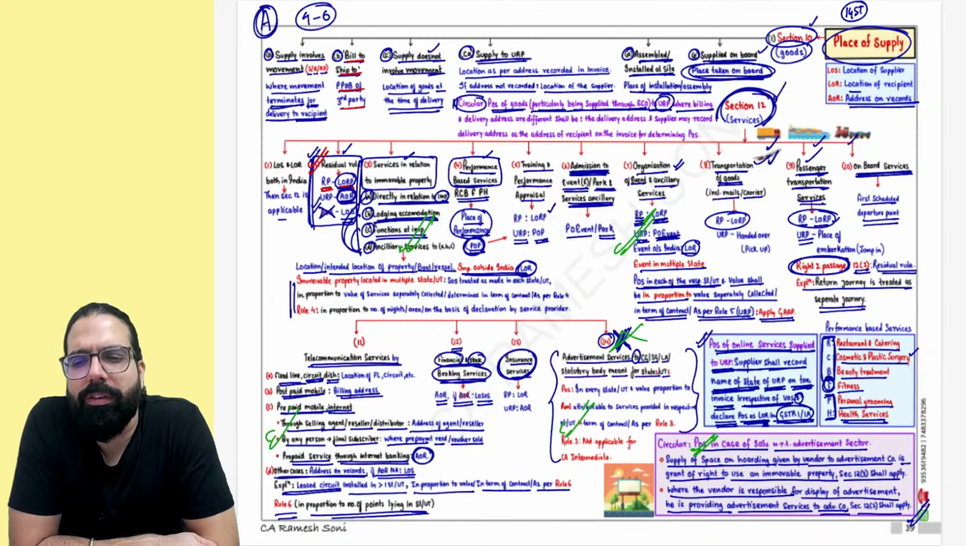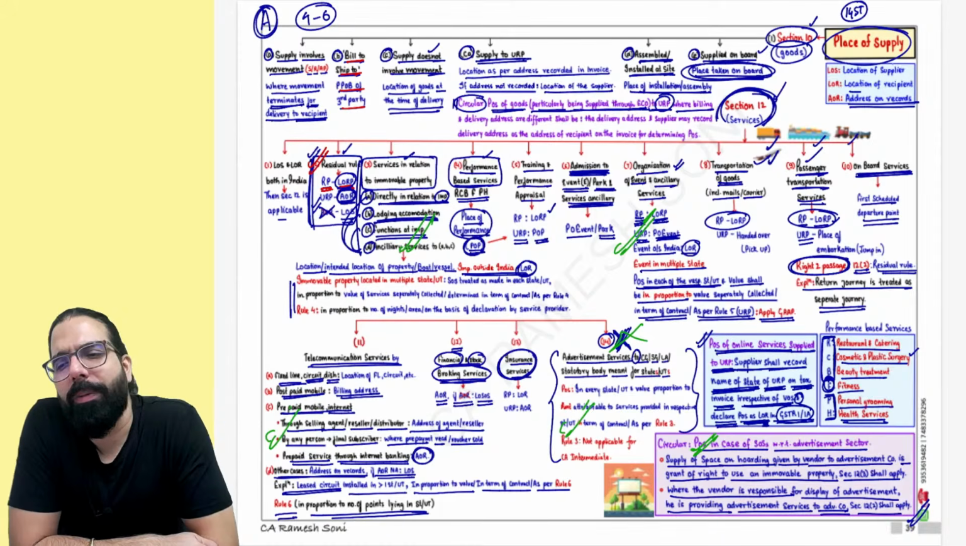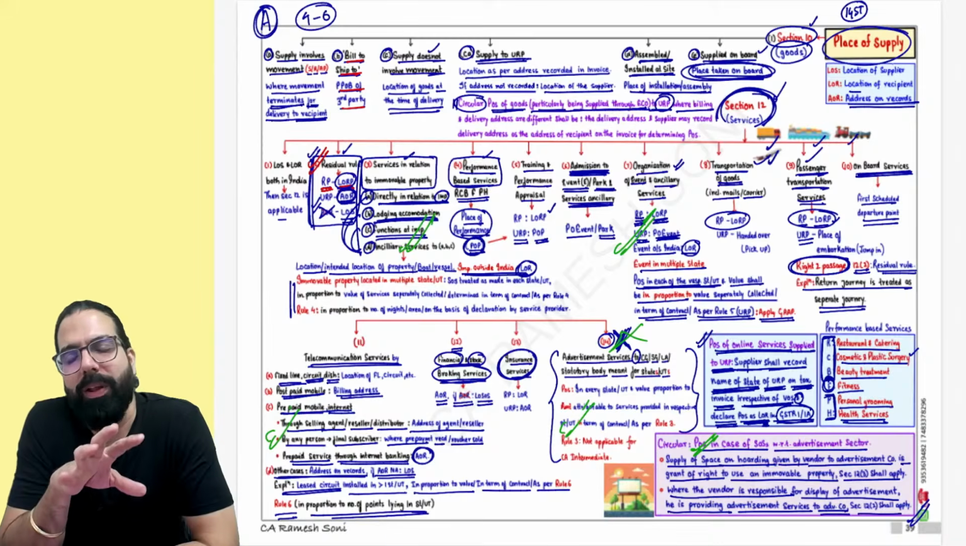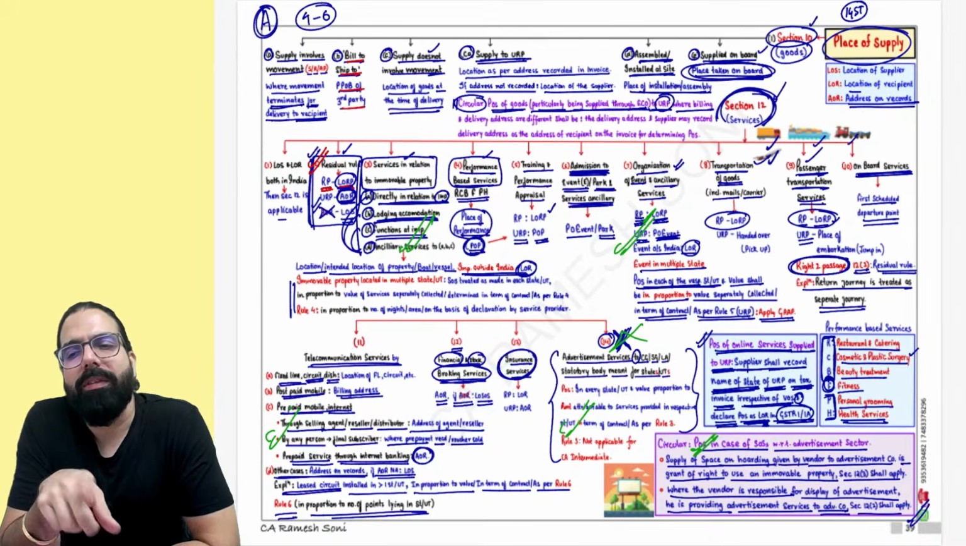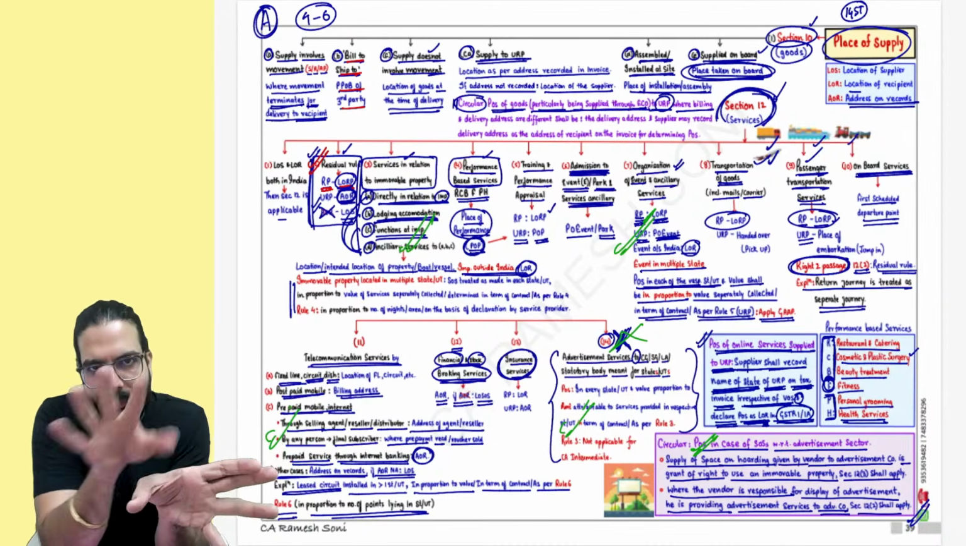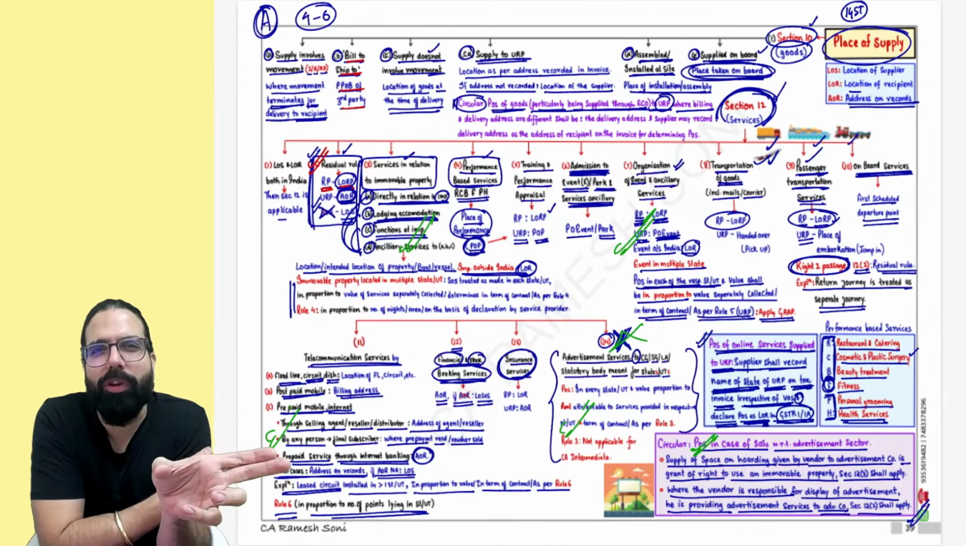Sir, reinsurance of insurance service is exempted. Neither supply of goods nor supply of service. No, listen carefully. What I am telling is that the reinsurance exemption was for life insurance and health insurance only. Life insurance and health insurance only.